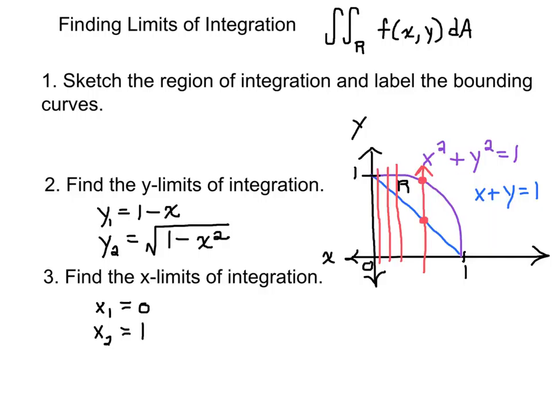So our integral becomes, the inner integral says that y is going to go from 1 minus x to y is equal to the square root of 1 minus x squared. And our outer integral is going to go from x is equal to 0 to 1.